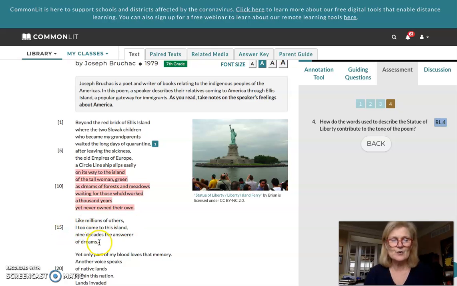The first thing I notice, looking at the top, is how they left the sickness of Europe. This is a key idea, so I'm going to put it there. This is a sort of key idea about attitude. And then it talks about, "I am the answer of dreams." I come to this island where this tall green woman lives, where this statue lives, and I come as the answer of my grandparents' dreams.